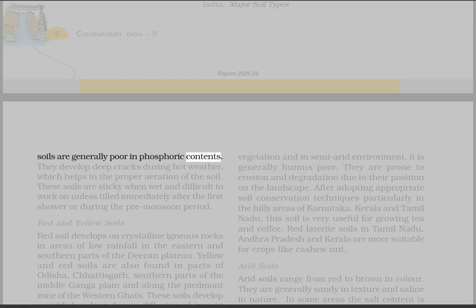Soils are generally poor in phosphoric contents. They develop deep cracks during hot weather, which helps in the proper aeration of the soil.